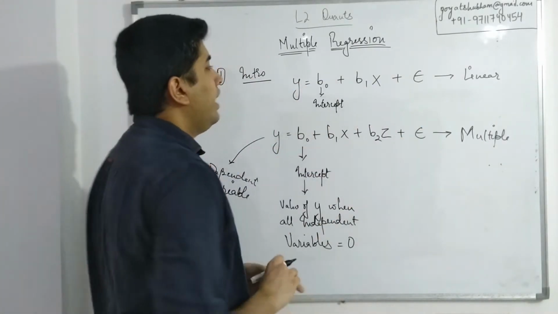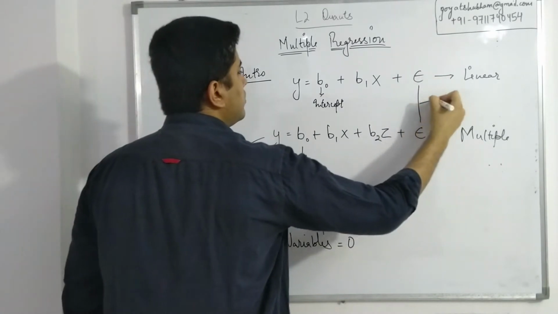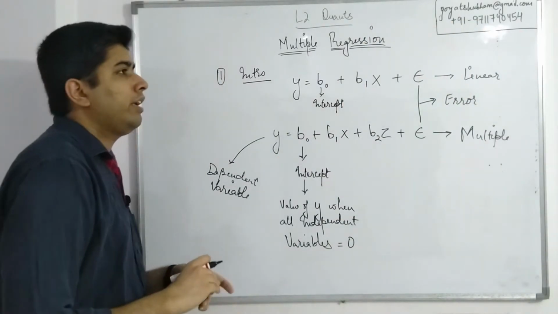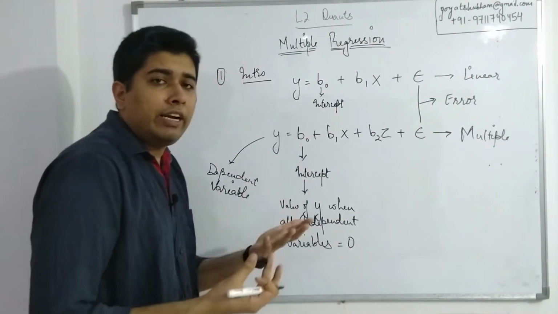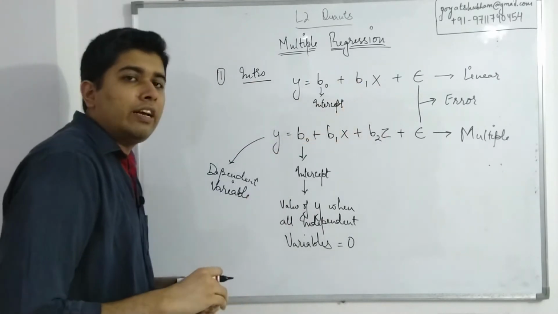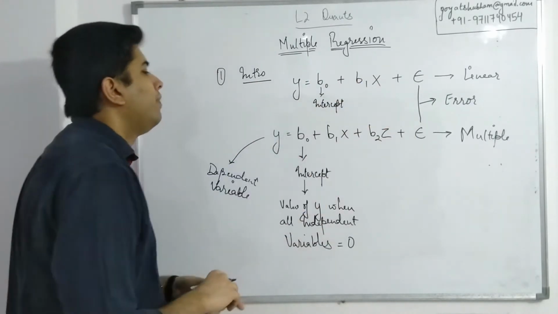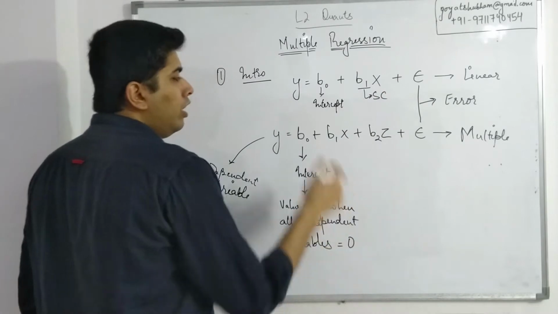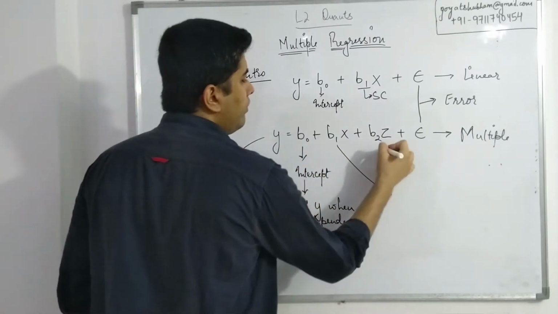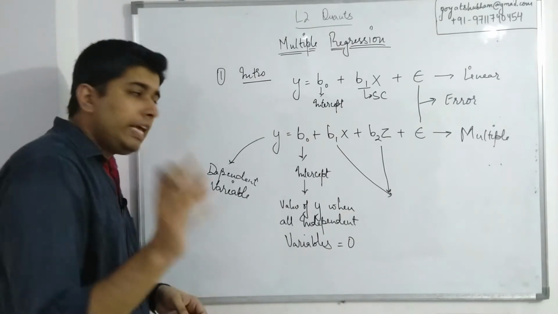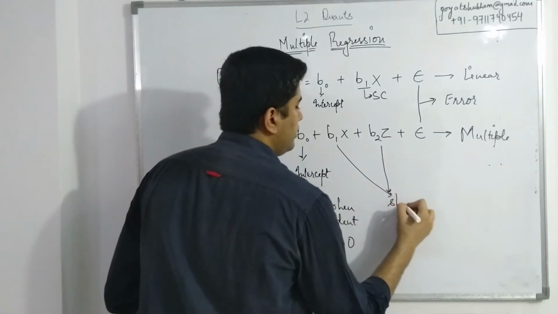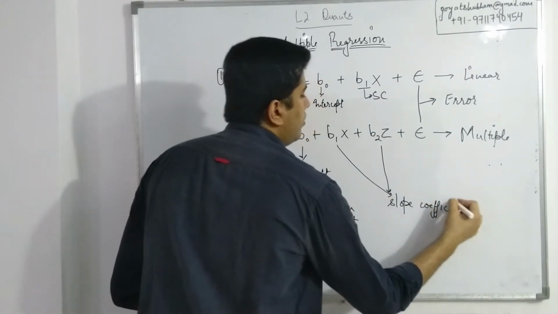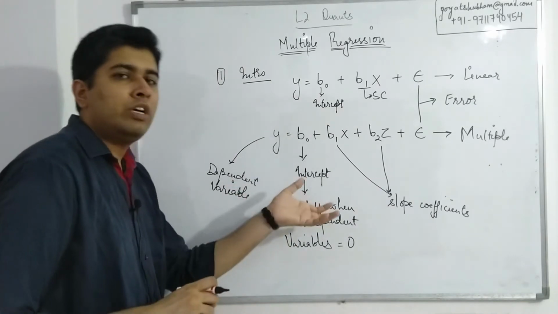Now the next component, the error term, is the same across both. So any part that is unexplained, random, or something that is happening as a difference between the predicted data as per the model and the actual data once it actually is available, that is the error term. Now we had B1, which was my slope coefficient. Over here we have B1 and we also have B2. They are also known as slope coefficients, but this time they are specific to the independent variables.